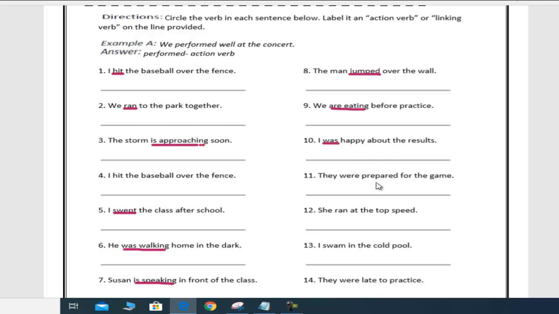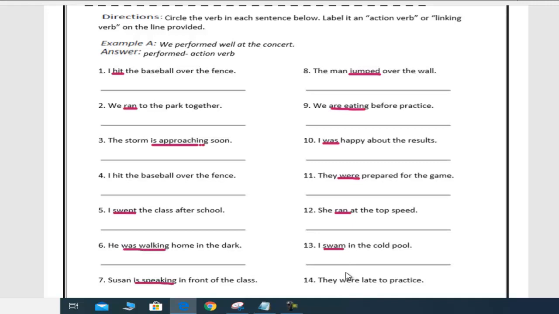They were prepared for the game. How were they prepared? So where is the linking verb? It connects the subject they to the adjective prepared in the predicate. She ran at the top speed. What did she do? Ran. It's an action verb, a word that shows action. I swam in the cold pool. The verb is swam. It's an action verb as well.